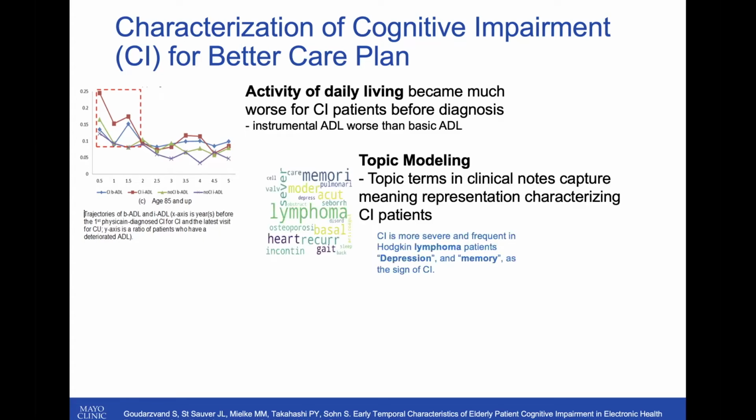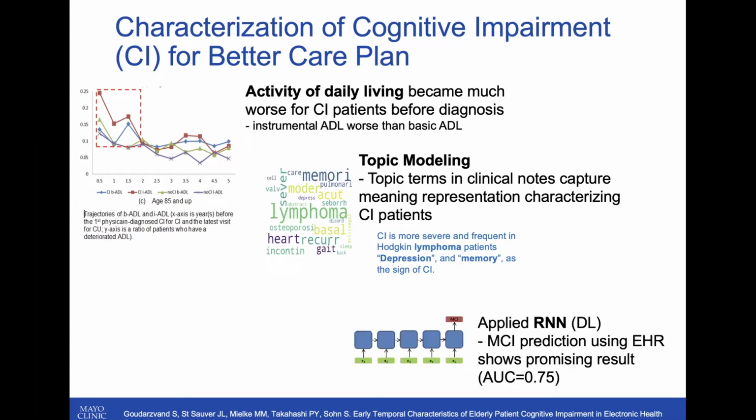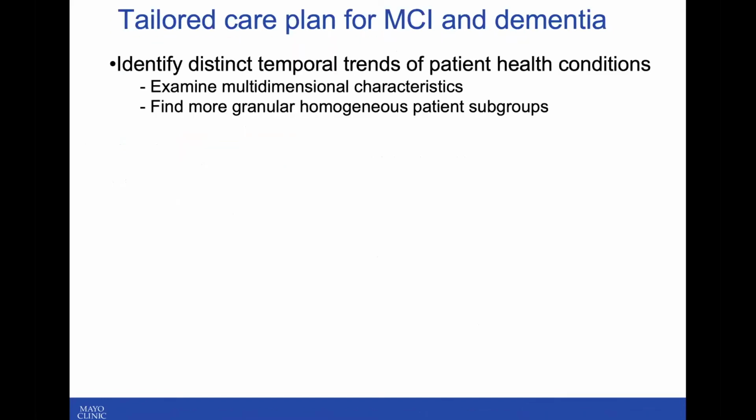And also we looked at the clinical notes, the clinical narratives, looking at the topics, and we are able to find some meaningful topics in the clinical note. And also with the prediction using the deep learning technique, using the recurrent neural network to predict mild cognitive impairment, it performed reasonably well. Then how do we use these techniques and the EHR, the tailored care plan, to early identify and predict MCI and dementia?